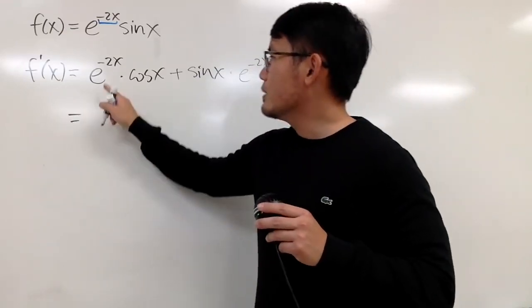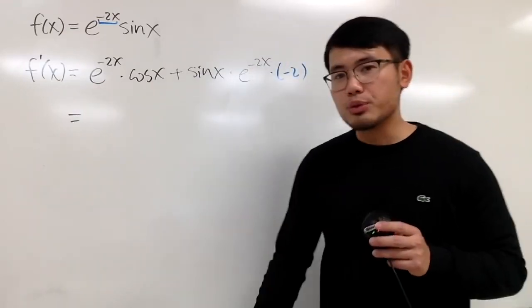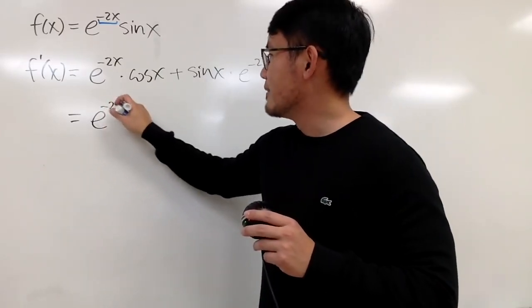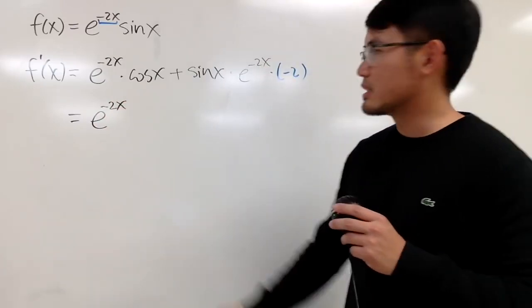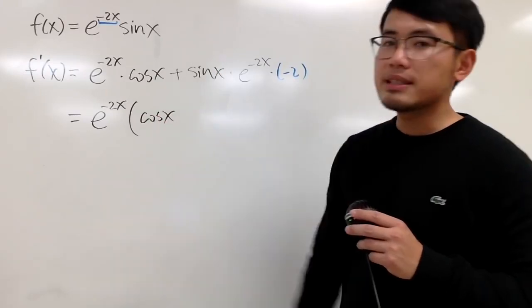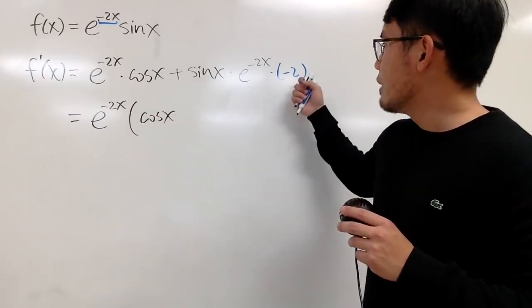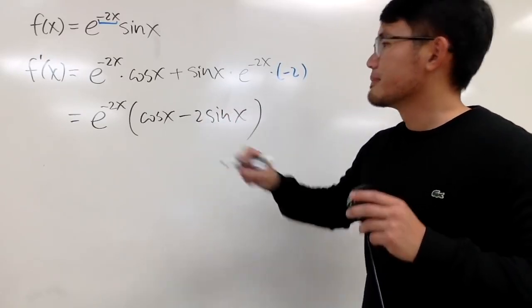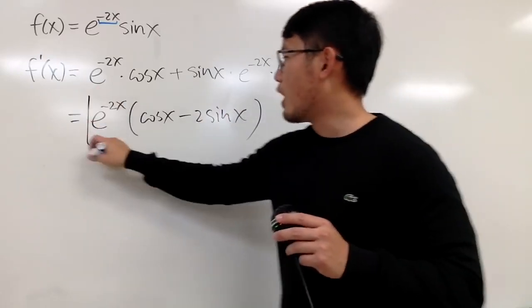For example, notice that we have e to the negative 2x in both terms. So we can factor that out all the way in the front, e to the negative 2x. And then we see this right here is from the first term, cosine x. And from the second term, we have negative 2 times that, which is negative 2 sine x. And with that, we are done.